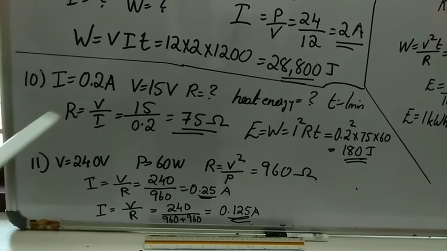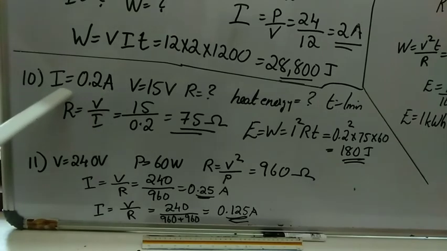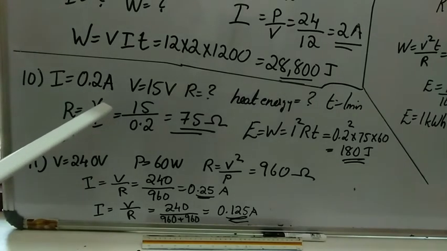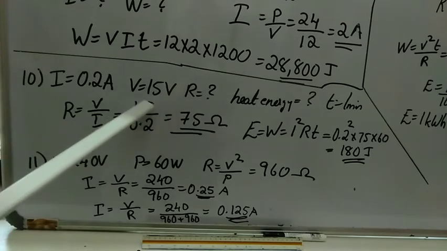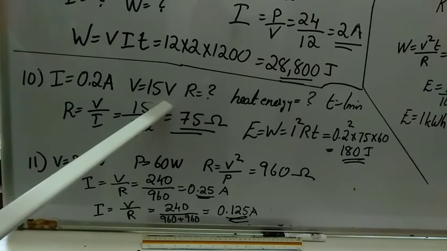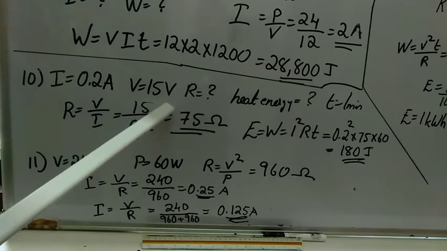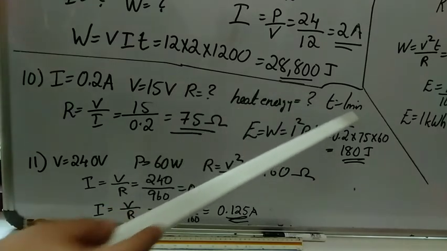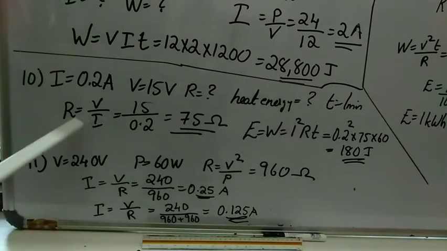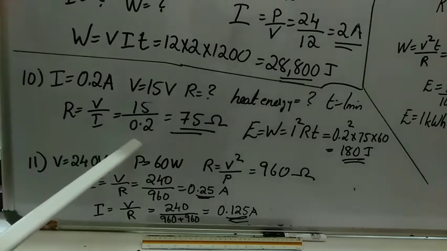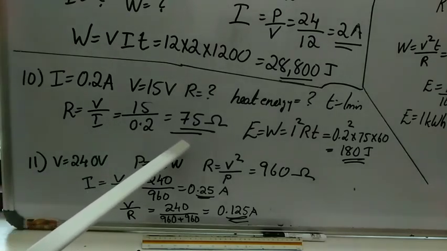A current of 0.2 ampere flows through a wire whose ends are at a potential difference of 15 volt. Potential difference is given 15 volt. Calculate the resistance of the wire and the heat energy produced in 1 minute. So time is given 1 minute. First we have to find the resistance. R is equal to V by I.